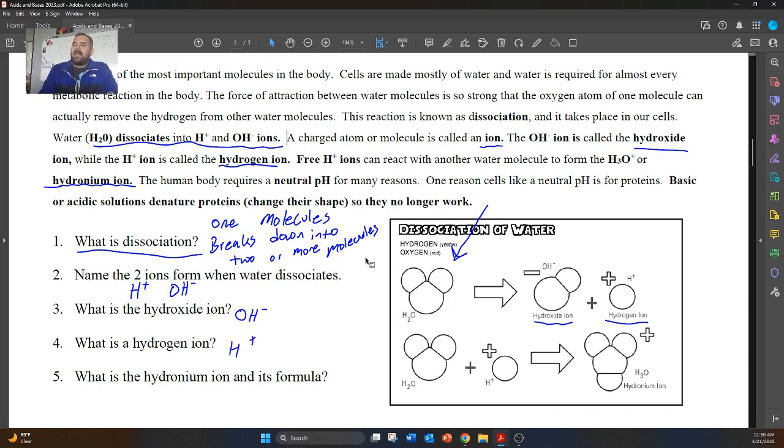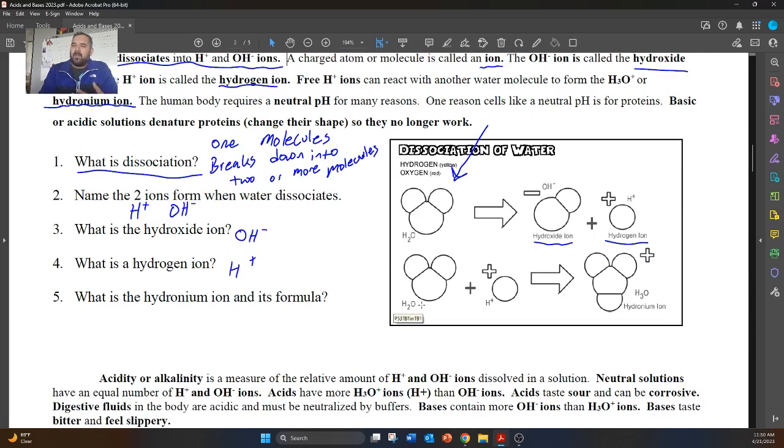And then what is a hydronium ion and what is its formula? All right, so it's going to be H3O plus. And how does it form? All right, so it's H2O plus H plus will form an H3O plus.